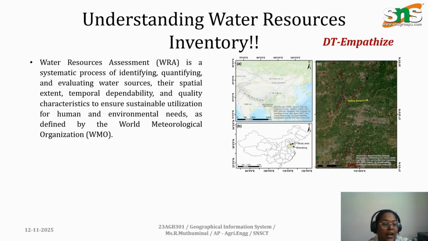As we all know, GIS and RS are essential tools used to understand, access and manage water, that is, with the help of soil erosion mapping. The methodology for mapping these kinds of vital inputs will provide us water quality modeling, particularly in identifying sediment source areas and understanding surface runoff potential within a watershed. So we have to use a systematic process of identifying, quantifying and evaluating water sources, their spatial extent, temporal dependability and quality characteristics to ensure sustainable utilization for human and environmental needs, as defined by the WMO.